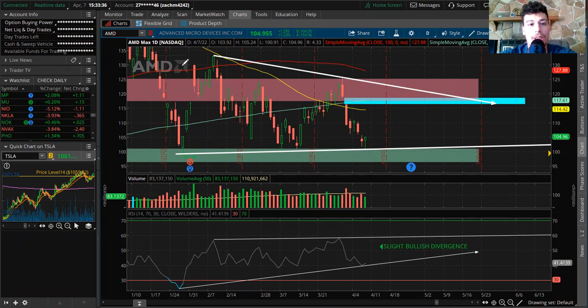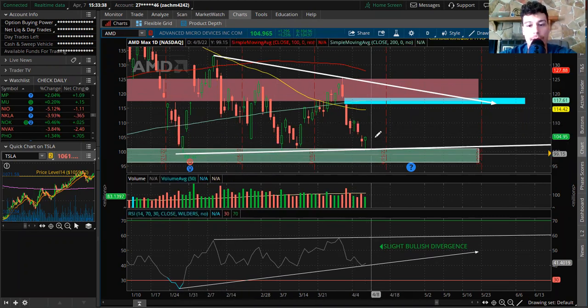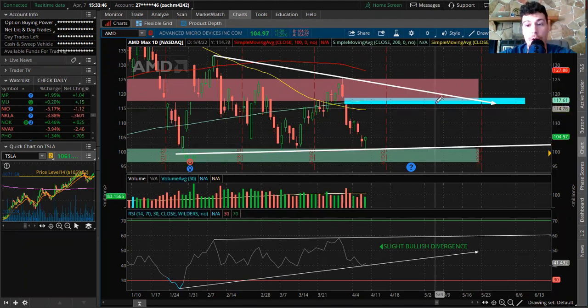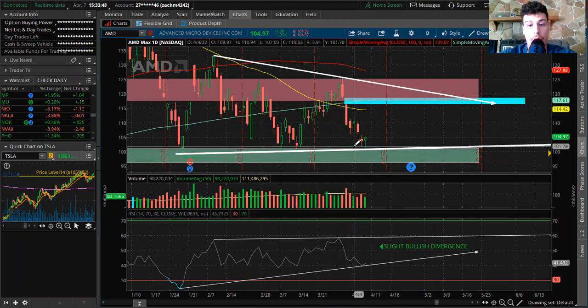We're looking at AMD, and we are getting a nice little bounce in my demand zone here, and a nice bounce off of the trend line. We're looking at the daily chart right now, and we have this triangle pattern forming here. We have this green box. This is what's known as a demand zone.